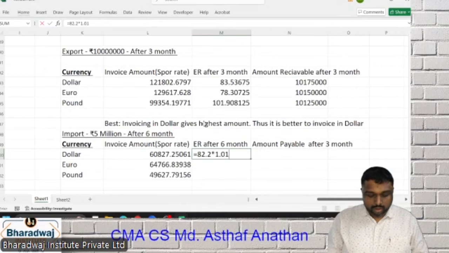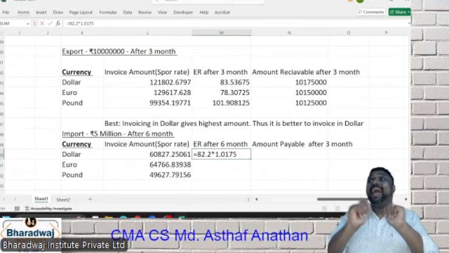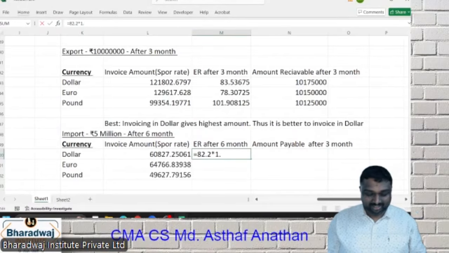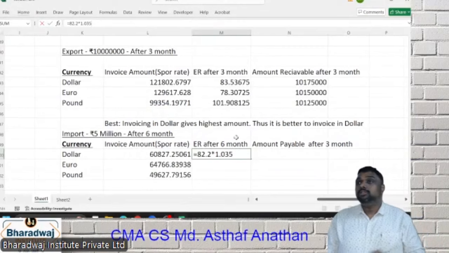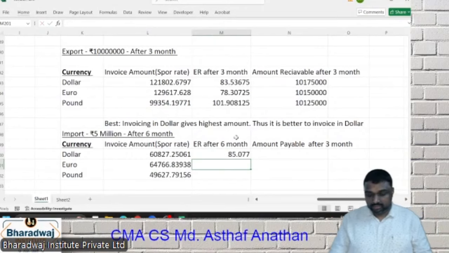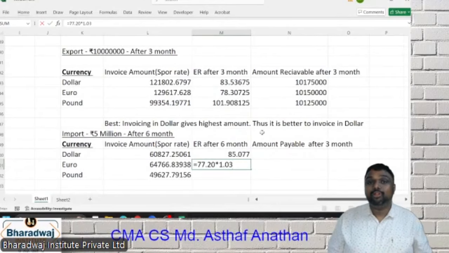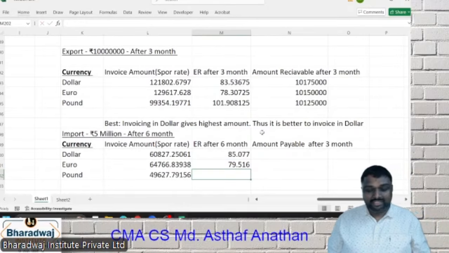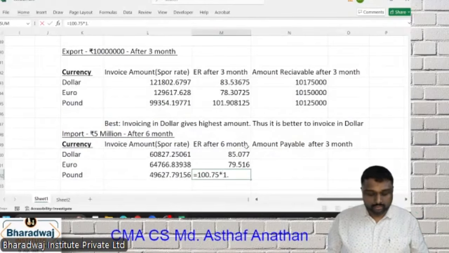82.2 into 1.0175. 77.2 into. So here, very interesting point. It is not 1 year, it is 6 months. So for 6 months, you should not take this, no shortcut. It is 3.5. The reason 3.5 is what? 7% is for annum. So 6 months is 3.5. So the rate will be changing. Here, 77.2 into 3%, because it's a 6 month, it will change. Next, 100.75 into 5%. So it is a 3 month, 1.025.